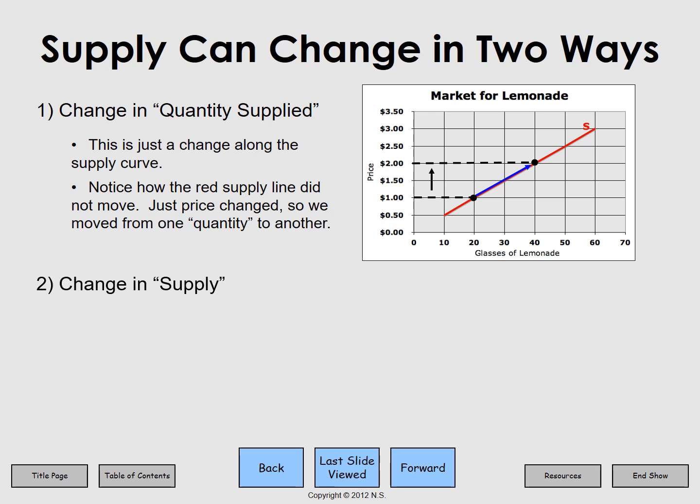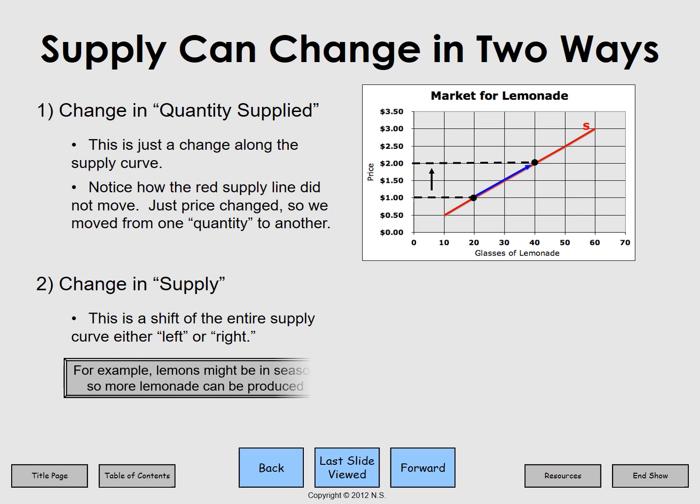Now, the other way that supply can change is a change in actual supply. This is where the line is going to start shifting. If something happens to the price of lemonade, the price of sugar, it turns out that lemonade cures cancer, it makes you lose weight, it makes you smarter, it makes you handsomer, it gets rid of pimples, something that's going to affect the sale of lemonade, it's going to shift the entire supply either left or right.